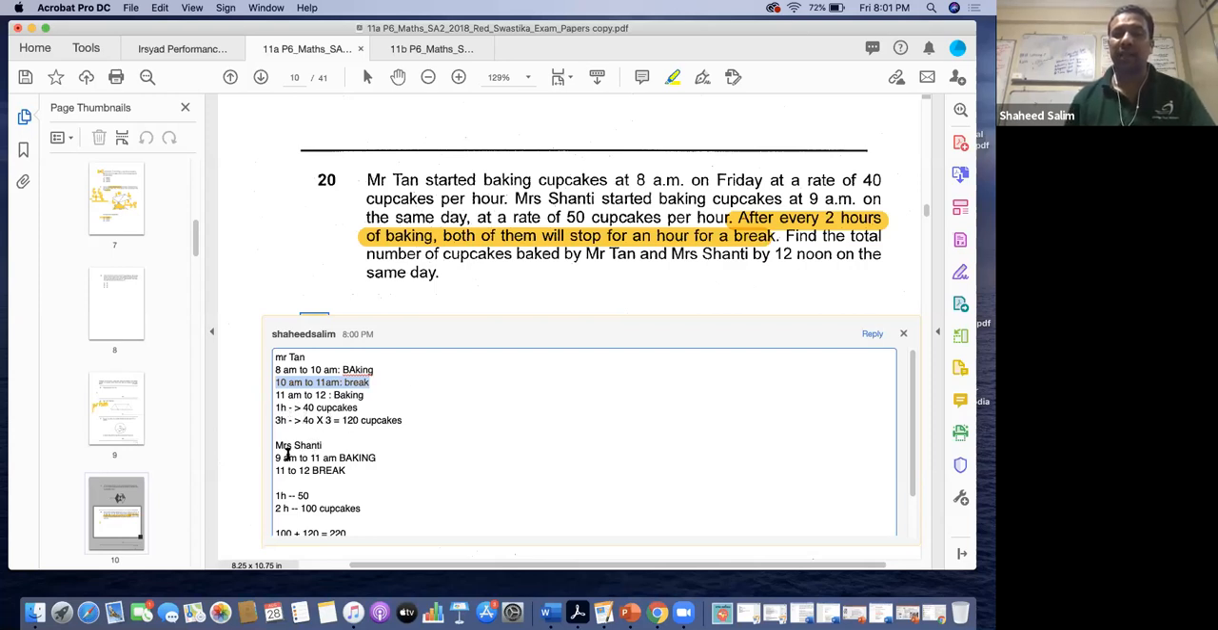Madam Shanti, she starts at 9 a.m. She stops baking at 11. Why after 11 she stopped? Because she says after every 2 hours of baking, they will stop. So she bakes 2 hours, she stops, and then she takes a break until 12, then she goes back home. So she only worked for 2 hours. 1 hour 50, 2 hours 100. So you add 100 and 120, you get 220. Okay?